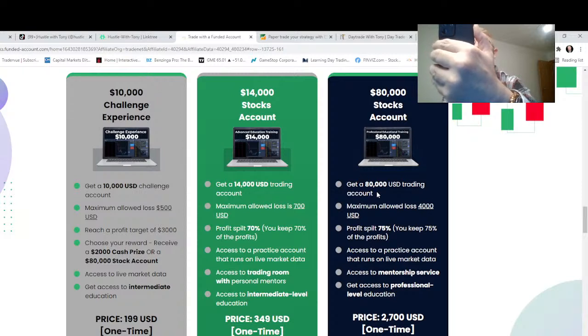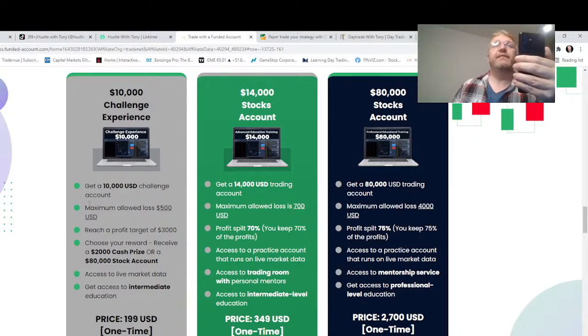Okay, so that's $80,000 to $120,000 is $40,000, and then they take 25%. So you get to keep 75%. Now, if you don't have $2,500 or even $350 to do it, but you still want to get them to stump up the cash for you to trade on, you want to trade with their money, not your own, then this is another option that you can do.